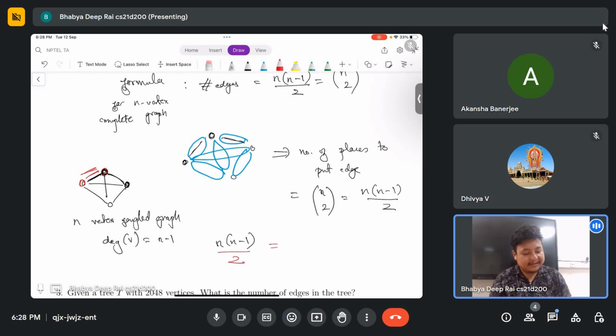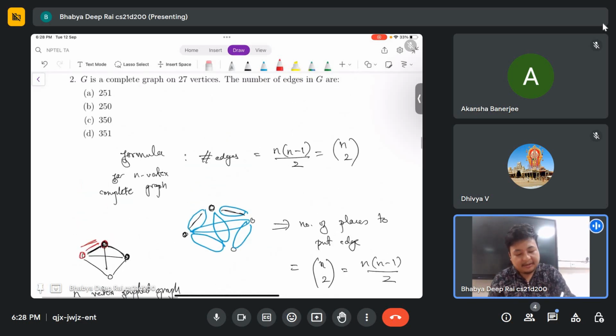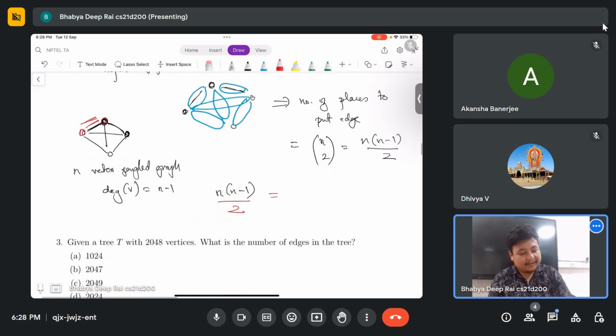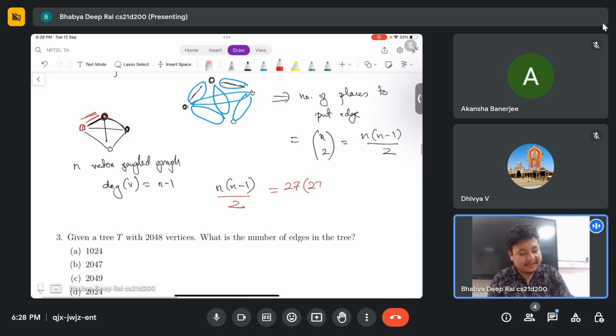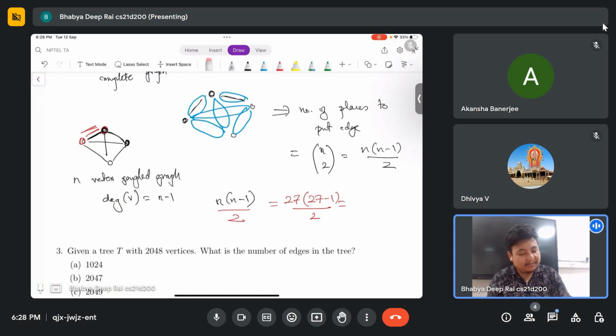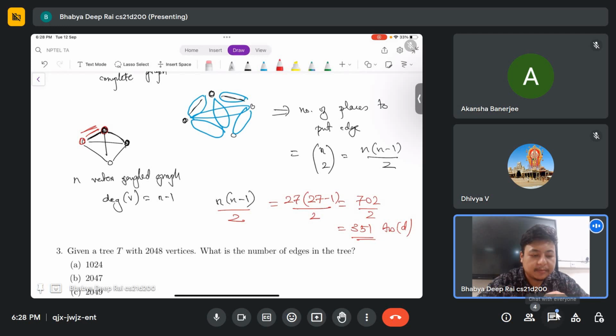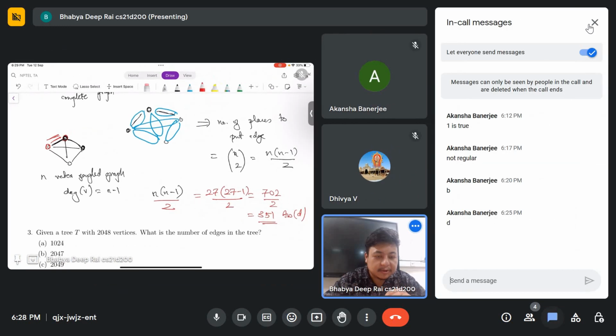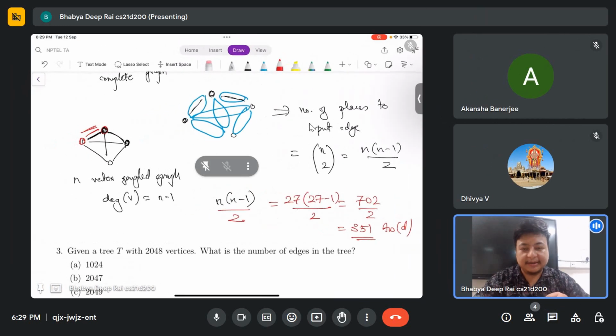So therefore the answer is 27 vertices, right? So 27 times 27 minus 1 divided by 2, which should become 702, I guess, divided by 2, which is nothing but 351. So the answer is B. Yeah, that's right. D is the answer.